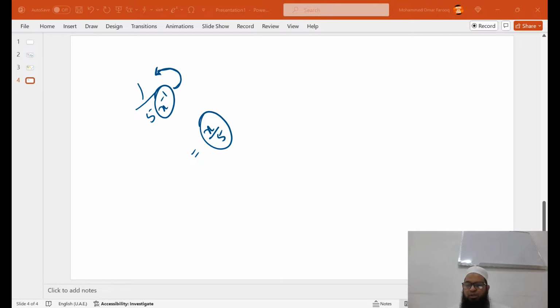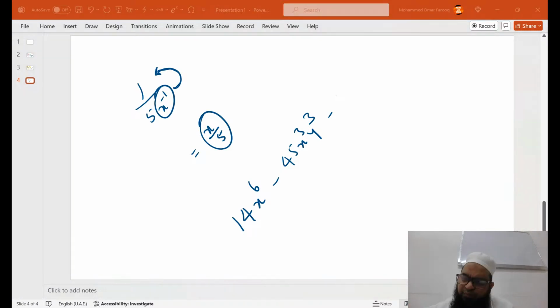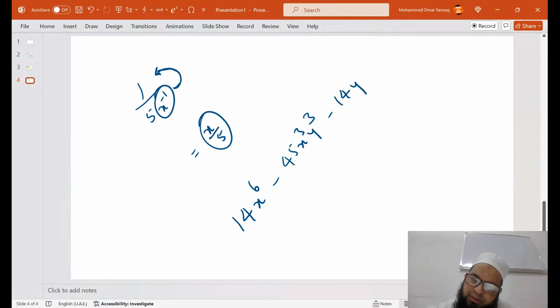Then what? Sorry. 14x to the power of 6. Who is this? I don't know. Its name is written otherwise. 14x to the power of 6, minus 45 x cube y cube, and then 14y to the power of 6. Is it plus or minus? Minus, sorry, 14y to the power of 6.